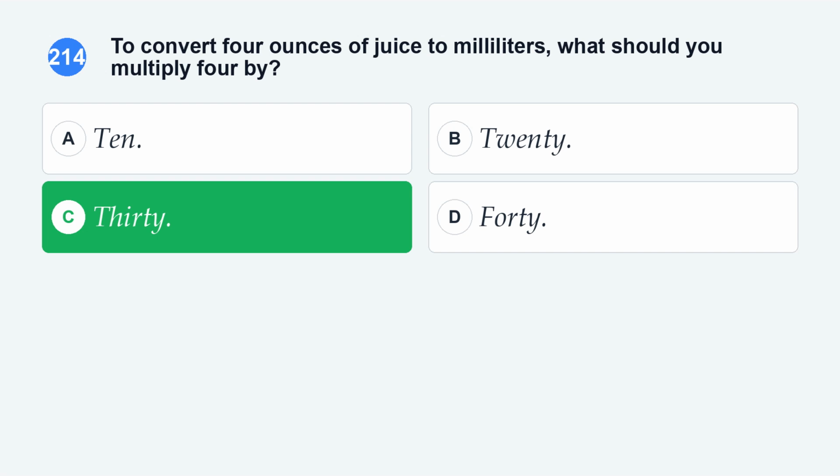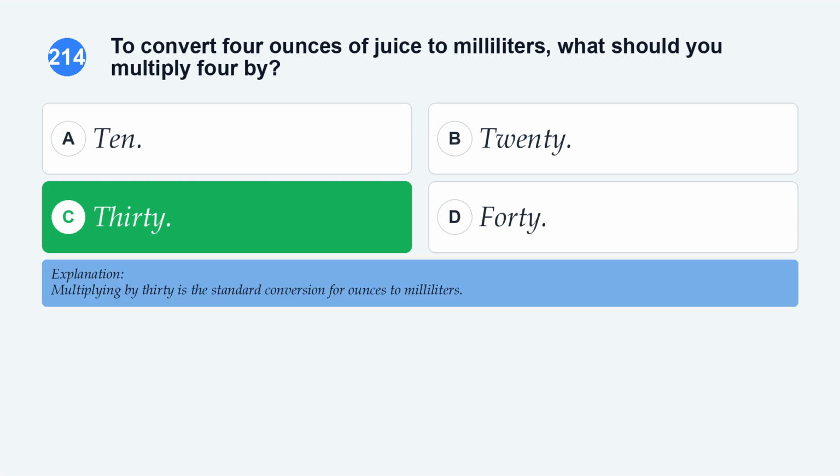The correct answer is option C, 30. Explanation. Multiplying by 30 is the standard conversion for ounces to milliliters.